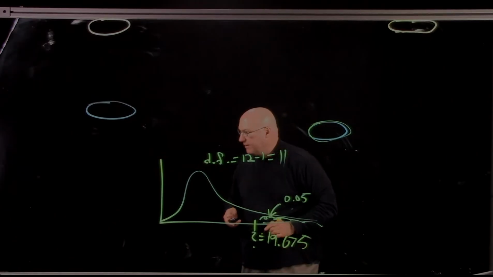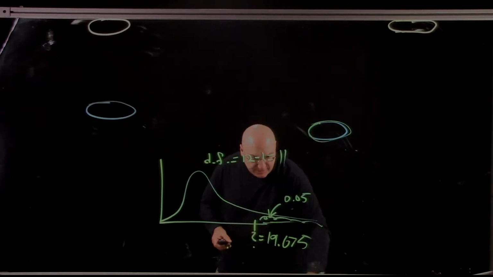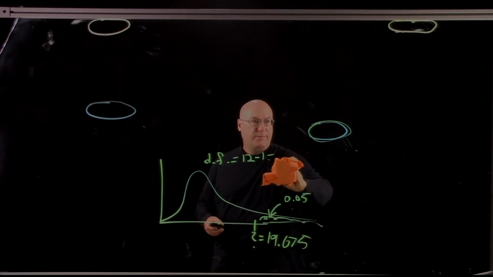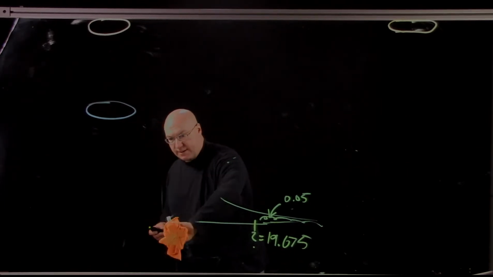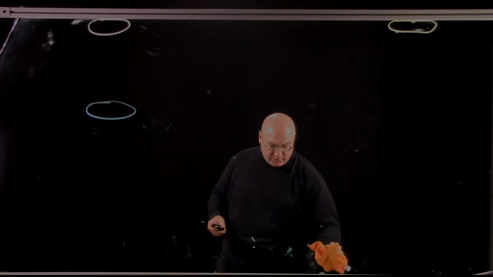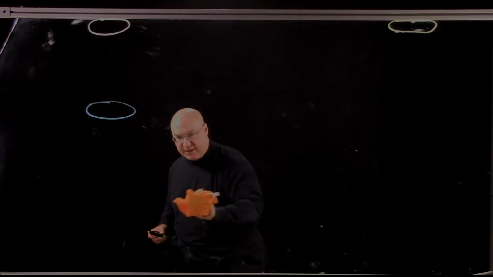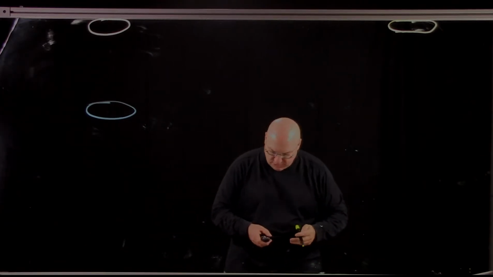Let me back up then, and you can see that. Okay, terrific. Let me rub that out. So if I want an area to the right, I read it straight off the table. I want a low tail area, 0.05 to the right. That's what the table gives me if I look for it, no problem.